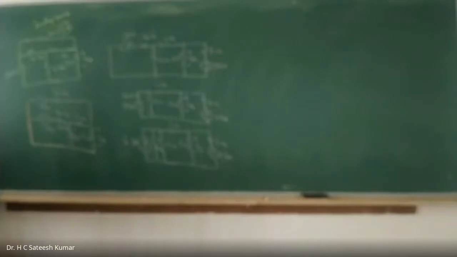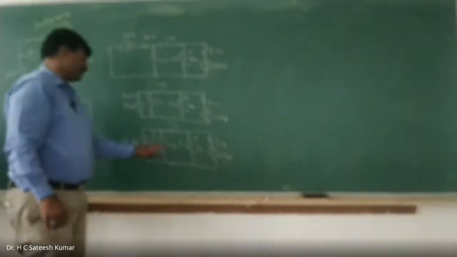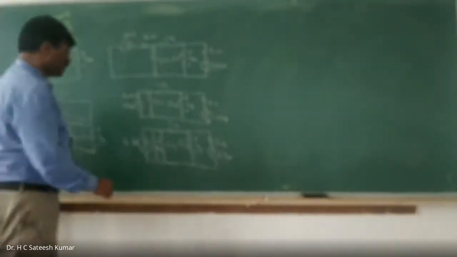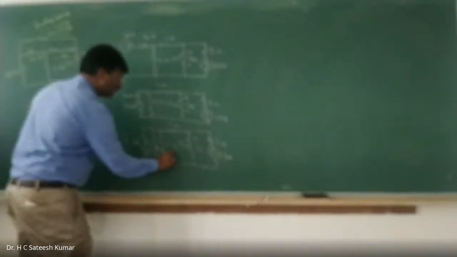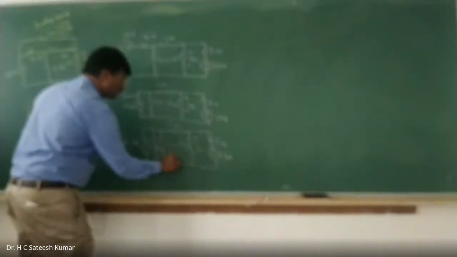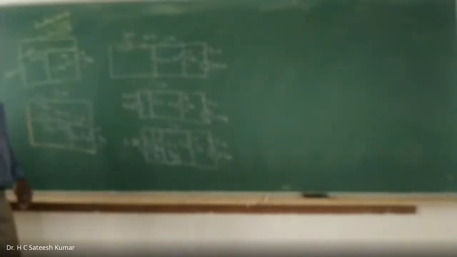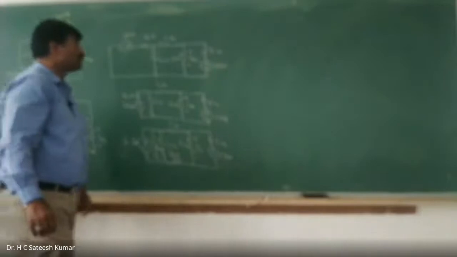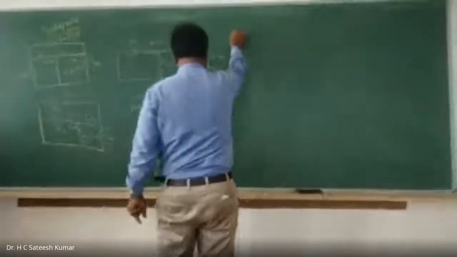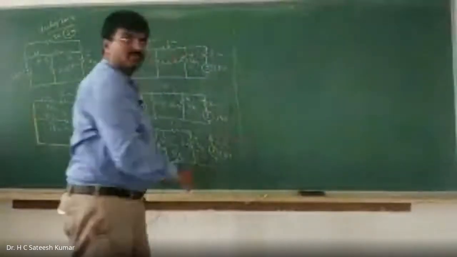Now what you should do? You simplify these two. 4 parallel with 2. These two combined together. 4 into 2 divided by 4 plus 2 is 6. So this is 3 times. So 4 by 3. 4 by 3 is 1.33. Okay, check it. 1.33.